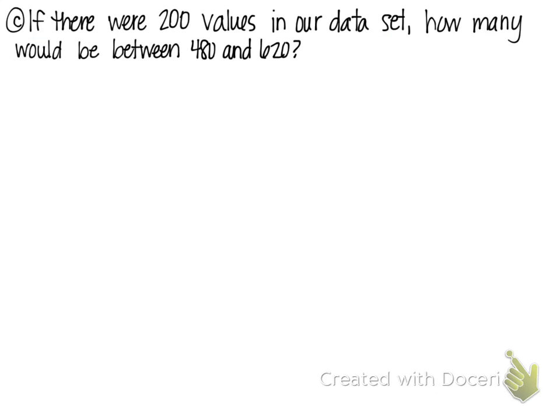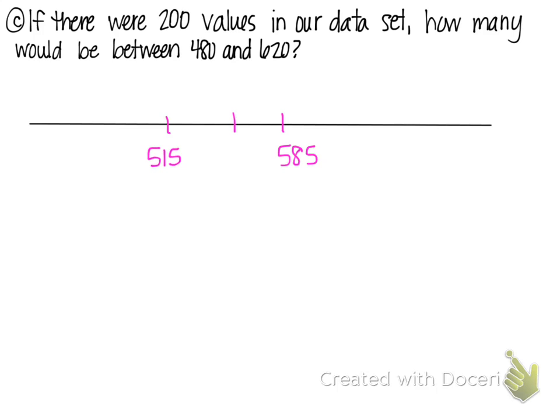C says if there were 200 values in our data set, how many of our pieces of data would be between 480 and 620? So, first of all, from before, this is what we know from the problem so far. We know that for the first two pieces, we have 515 and 585. And this is our mu. This is our mean in the middle.